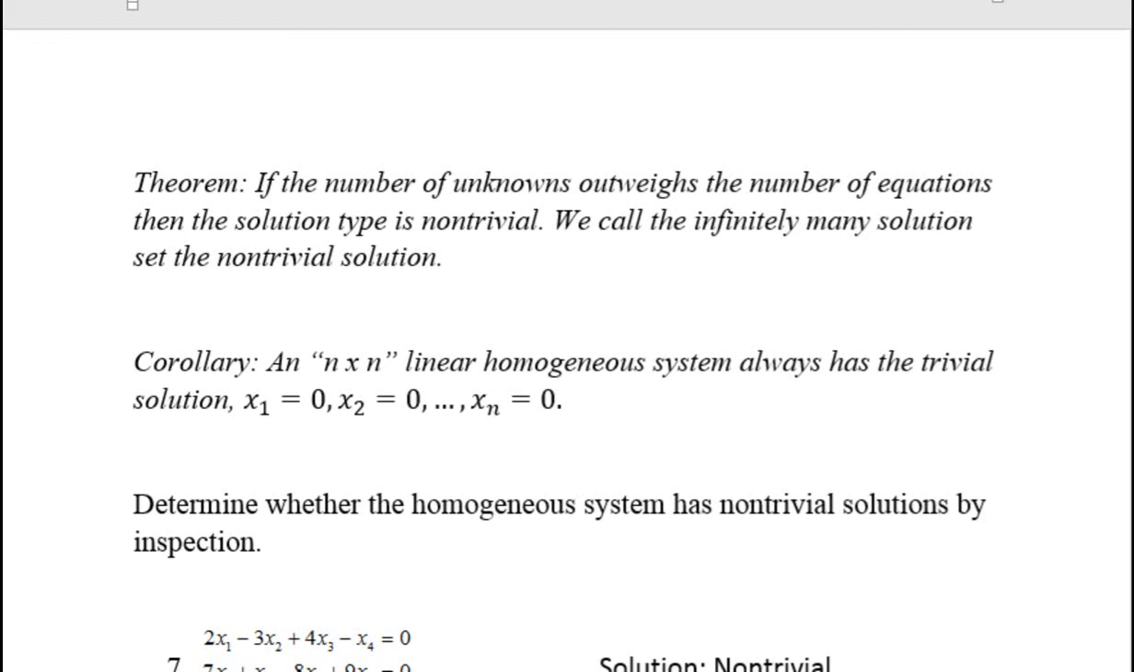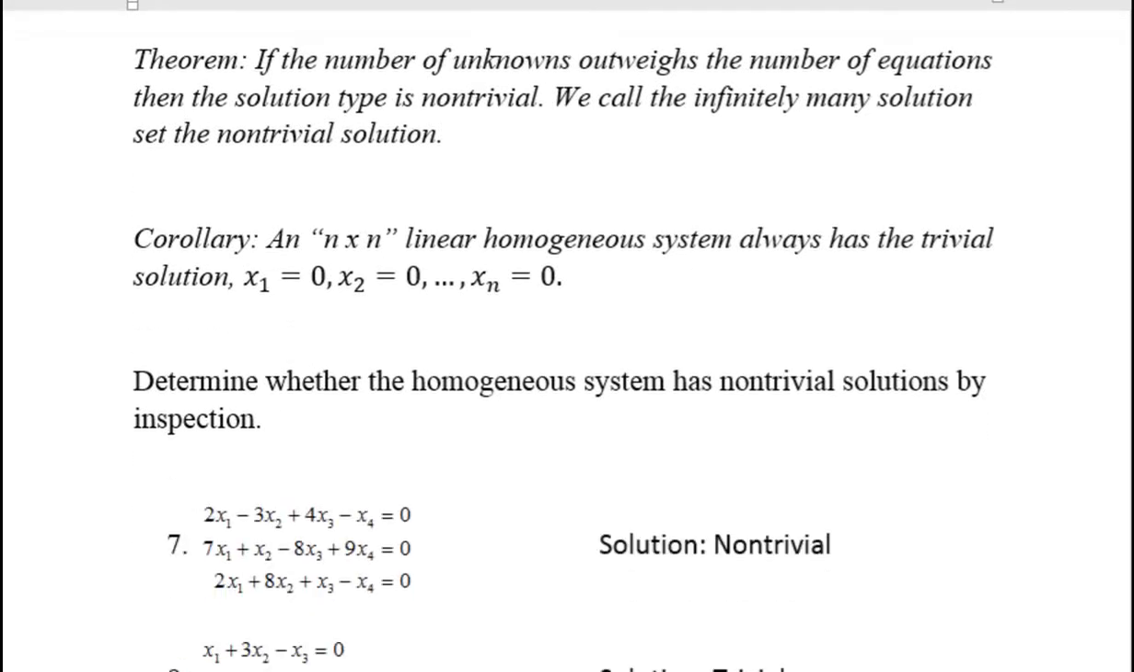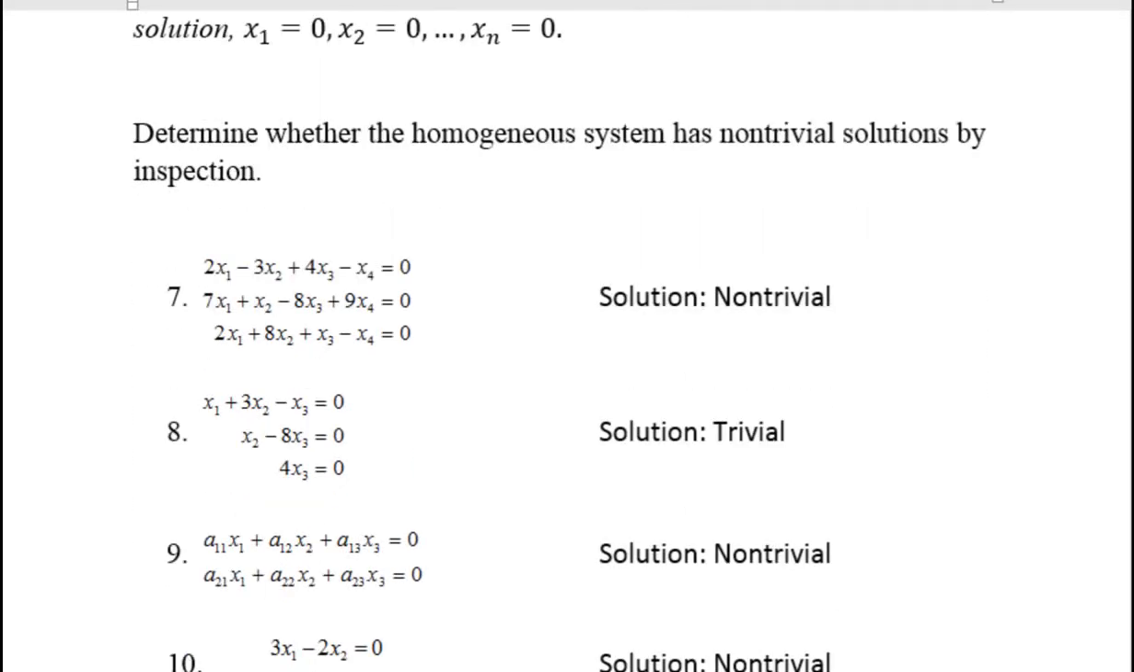If it's an n by n homogeneous system, then you always have the trivial solution. That is, each variable is equal to 0. Look at number 8. This is an n by n. I have 3 unknowns and 3 equations. It's homogeneous, right? Because all the terms are equal to 0. And so the trivial solution is x sub 1 is 0, x sub 2 is 0, and x sub 3 is 0. So I'm giving you some fuel so that for some of the problems you might not even have to work if you know what's going on.